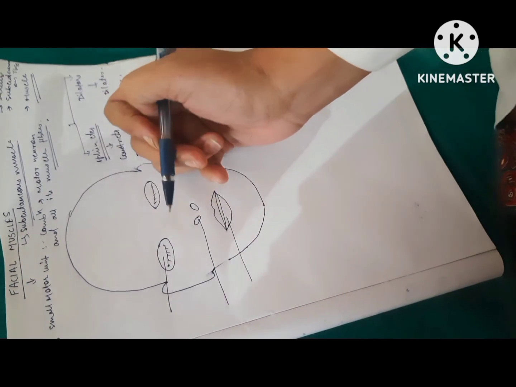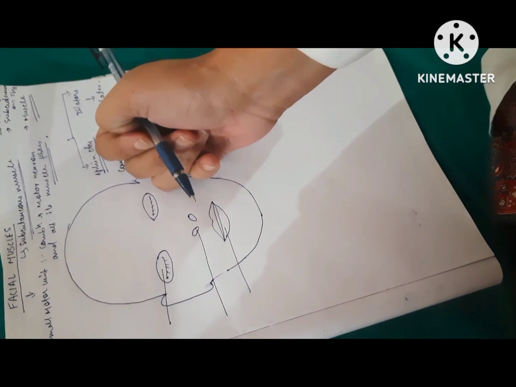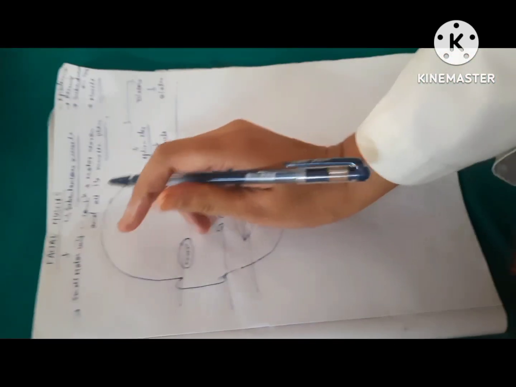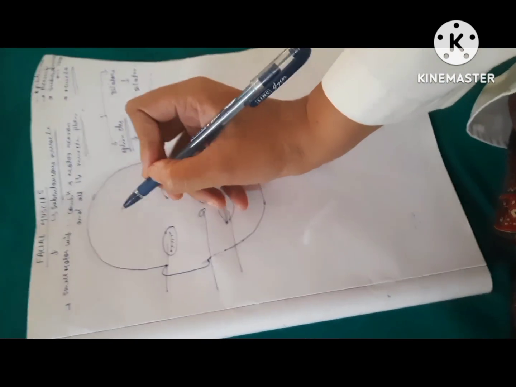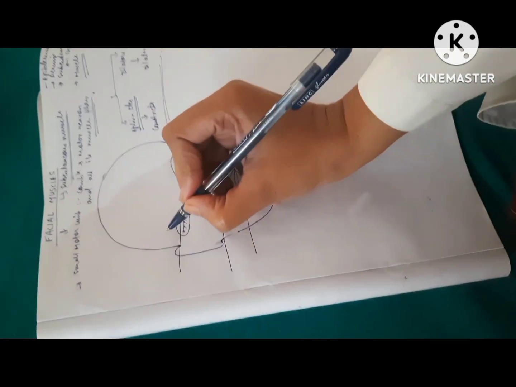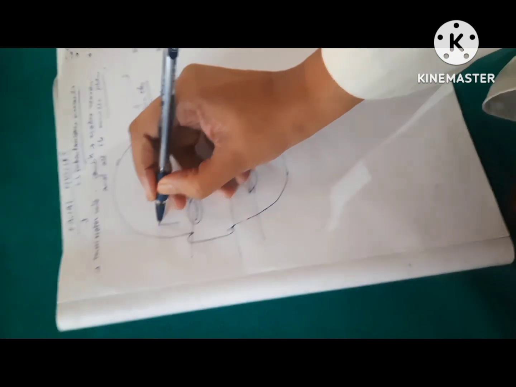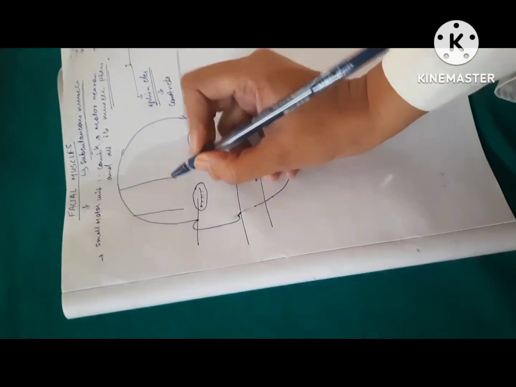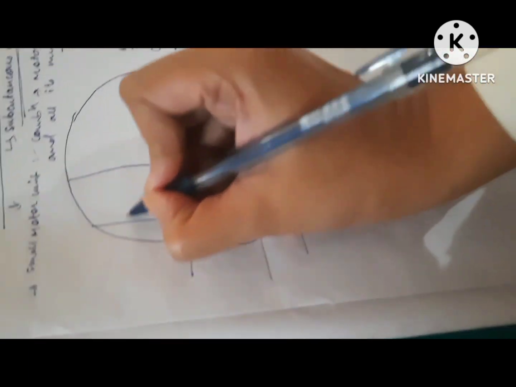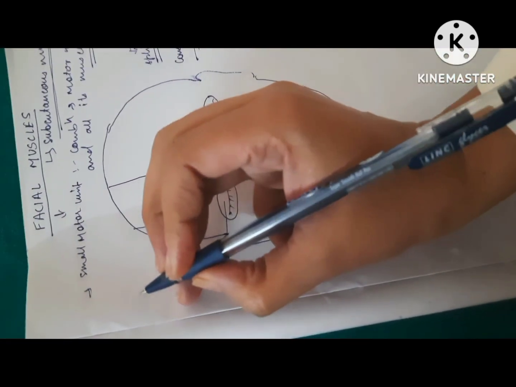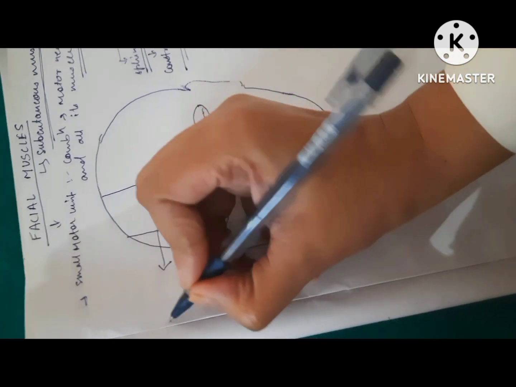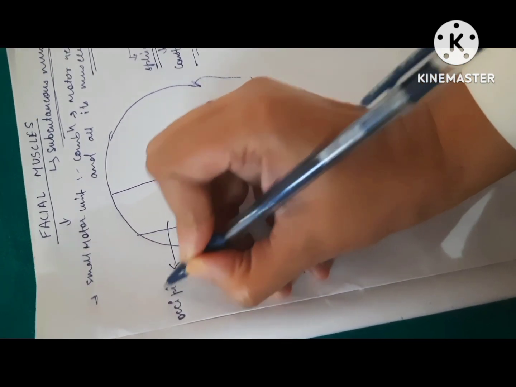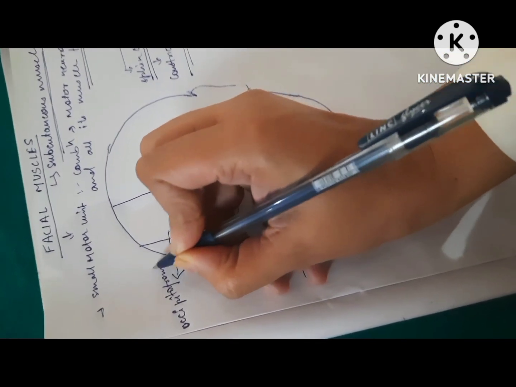So it is studied under 4 topics. First we will see the muscle of the scalp. There is only one muscle of the scalp, that originates from the frontal region and goes backward. You can see this is the frontal region and it goes backward, so it is called the occipitofrontalis muscle.